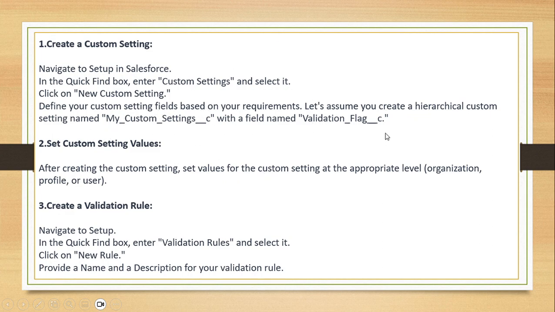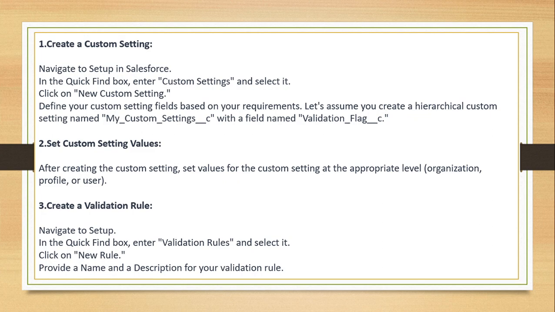Let's suppose you create a hierarchical custom setting, named my custom setting, with a field called validation flag. Then set custom values. After creating the custom setting, you set values for it at the appropriate level: organizational, profile level, or user level. Then create a validation rule.